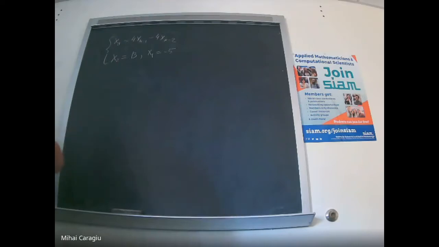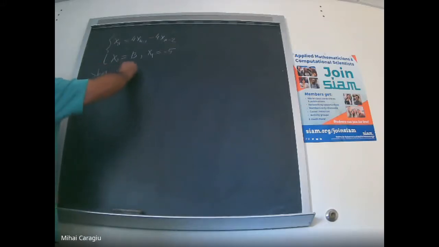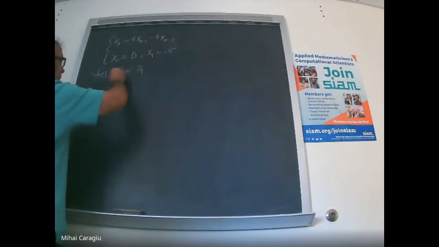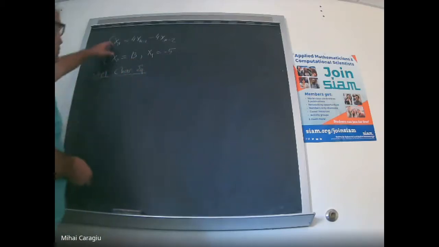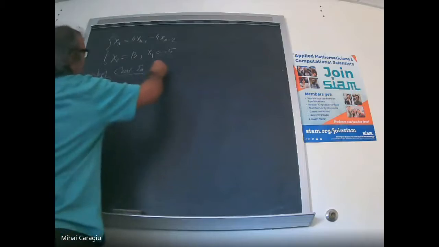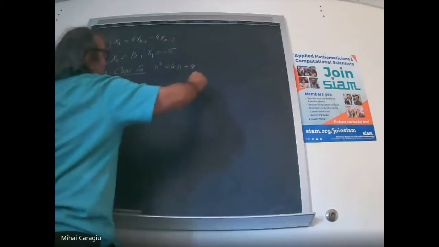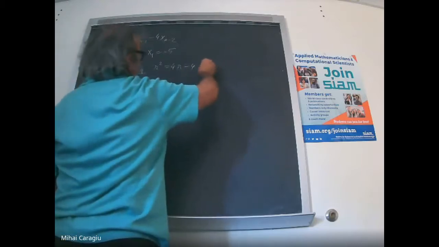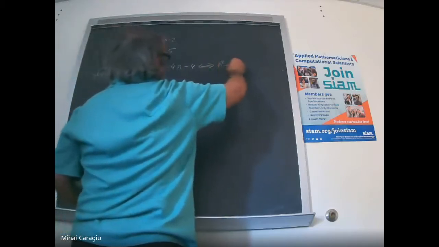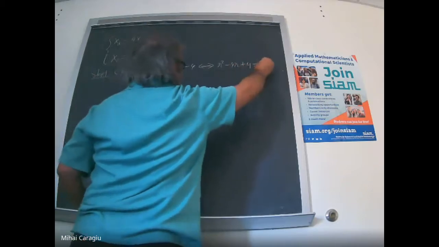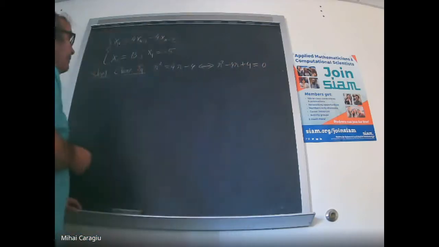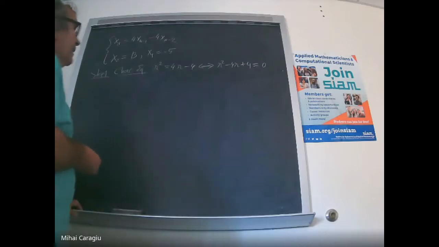Okay, so again, let's do the steps we indicated in class. So step 1, characteristic equation of the sequence. Given that the order is 2, it is r squared equals 4r minus 4, or r squared minus 4r plus 4 equals 0. So that's the characteristic equation.